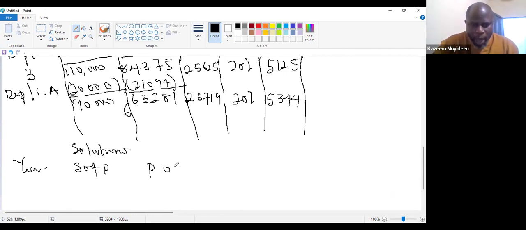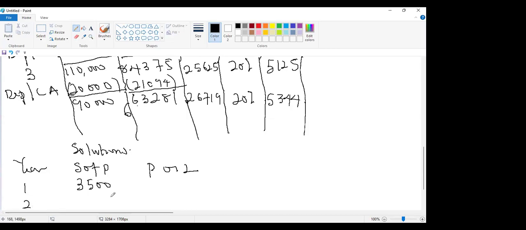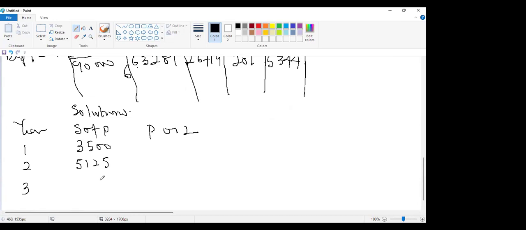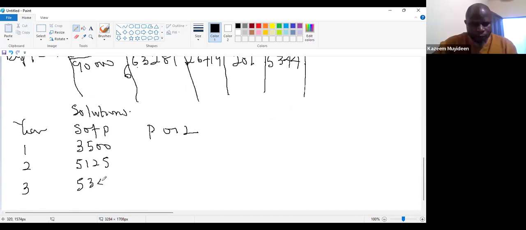Then the rest goes to P or L. So for year one, we have deferred tax liability. How much is deferred tax liability in year one? Can somebody call it? I think it's 35. For year two, 5,125. Now for year three, 5,344. Good. Now let us go to the P or L.